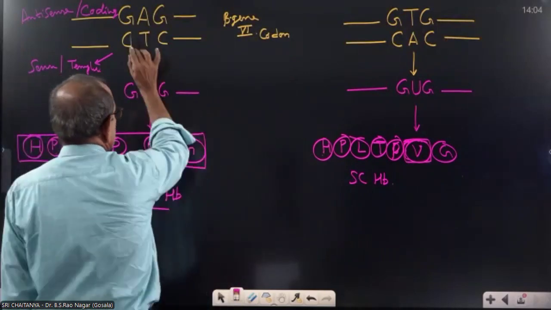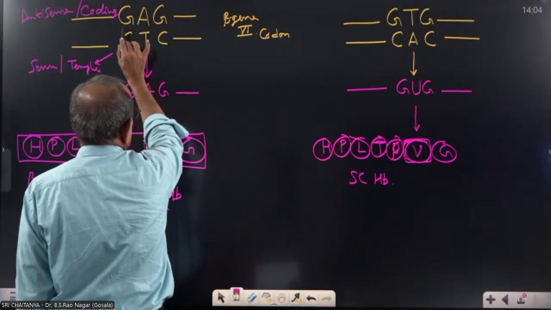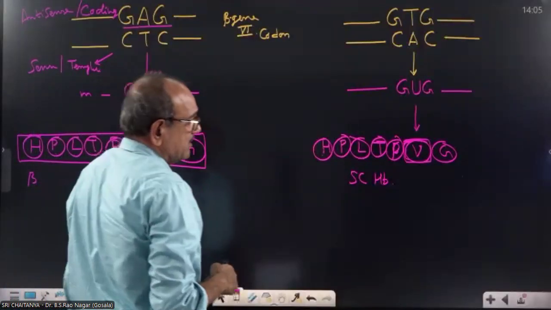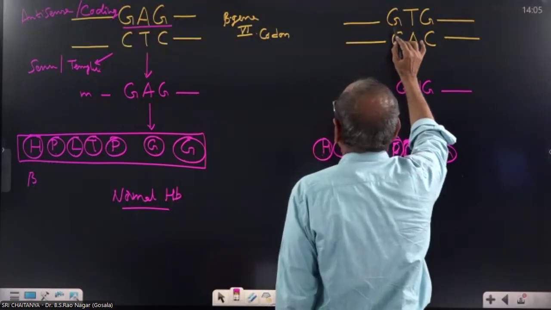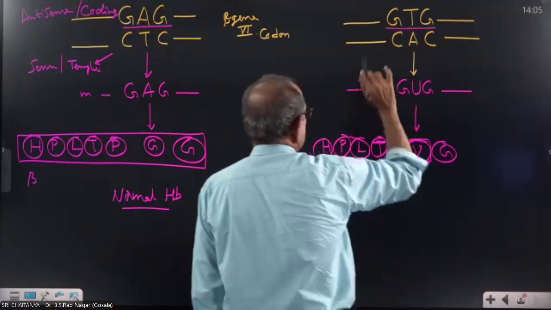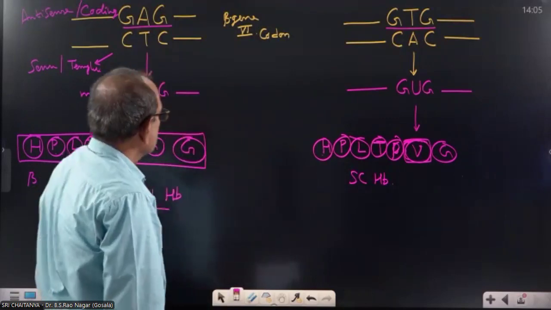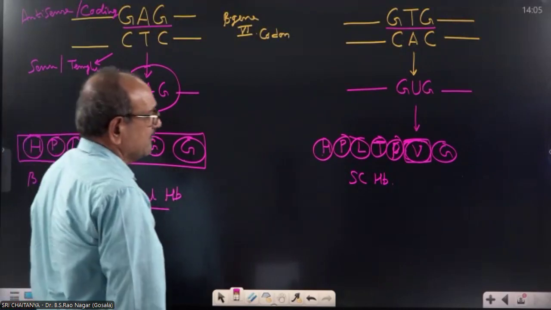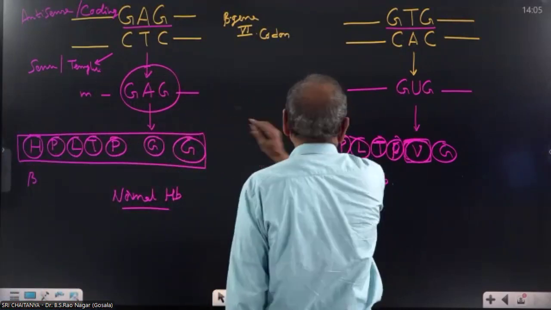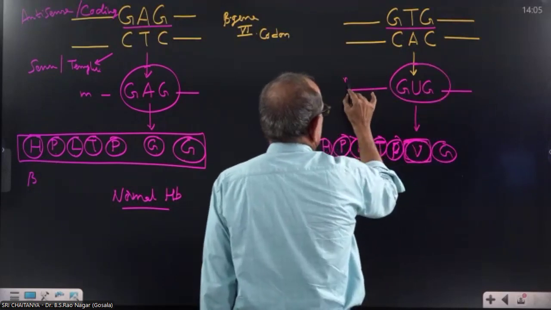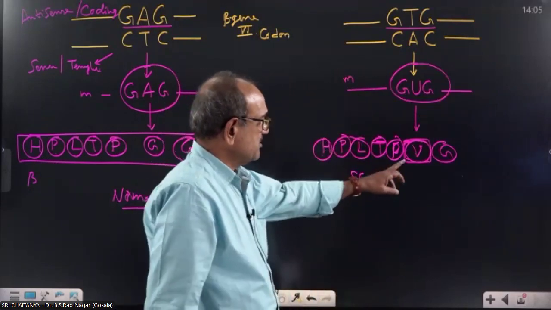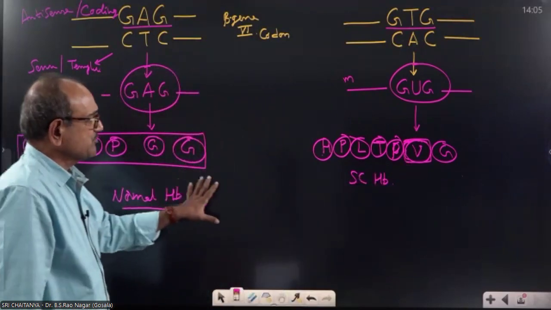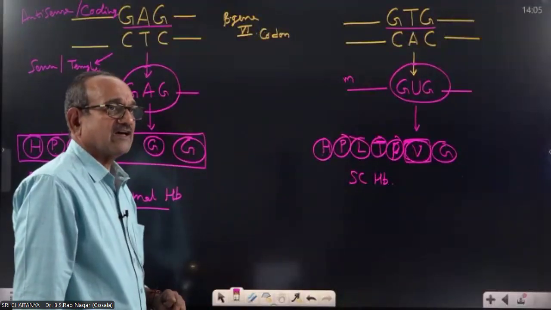All these are important. What is the actual triplet, the actual codon, at the sixth position of the beta chain? GAG. What is the alteration in the codon of the gene at the sixth position? GTG. The corresponding mRNA sequence for normal healthy people is GAG. For sickle cell people, instead of GAG, it is GUG on mRNA. And at the sixth position, glutamic acid is substituted by valine. This is the actual chemistry involved in the formation of sickle cell anemia.